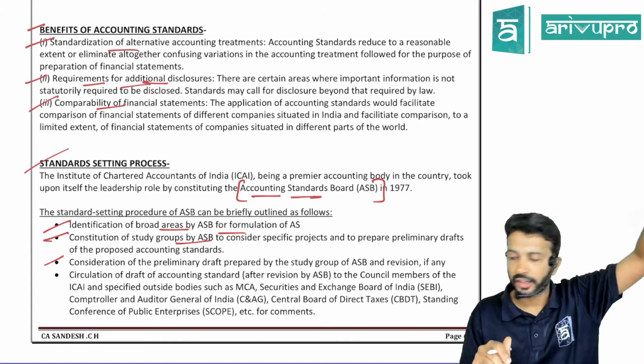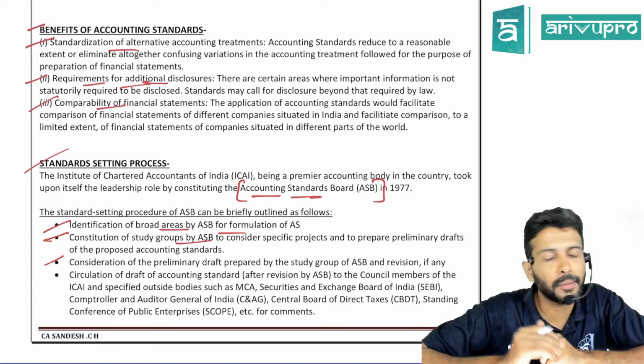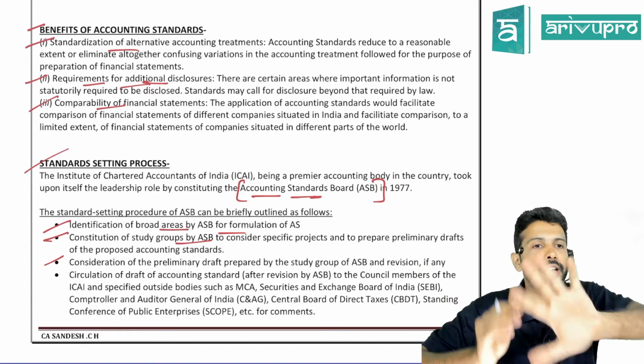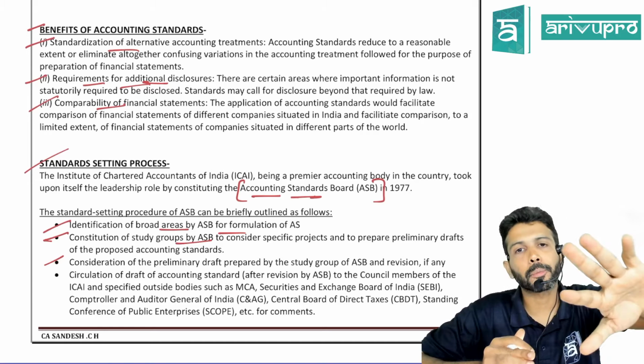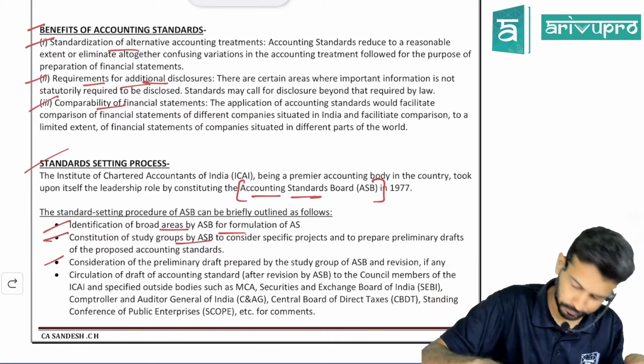Then finally, ICAI will have council members, right? The council members will accept the accounting standards. Once these accounting standards are accepted, it will be given to MCA and they will publish it. Or for non-corporate entities, ICAI itself will publish it. This is your standard setting process.